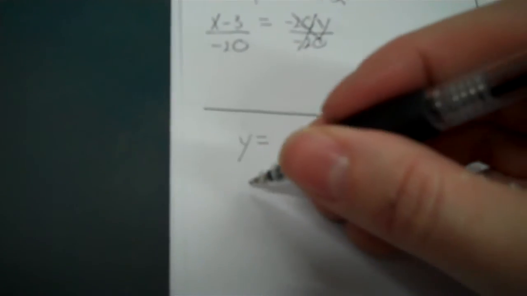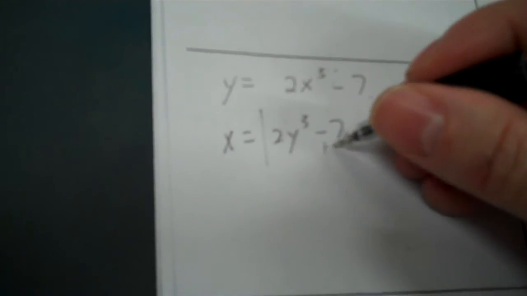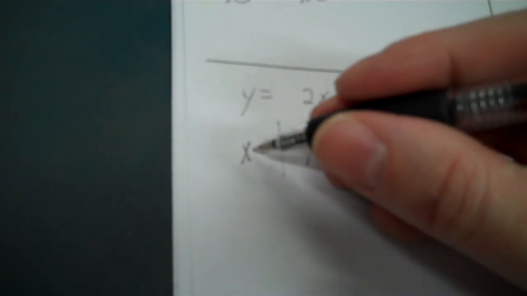Okay, now there's going to be one extra step, but you can handle it, okay? Reverse your x and y. x equals 2y to the third minus 7. Now we have to get the y by itself. So you got minus 7, you'd add 7. We don't have a number over there. We have a letter, and we have a letter on the other side. We just put that letter plus 7.